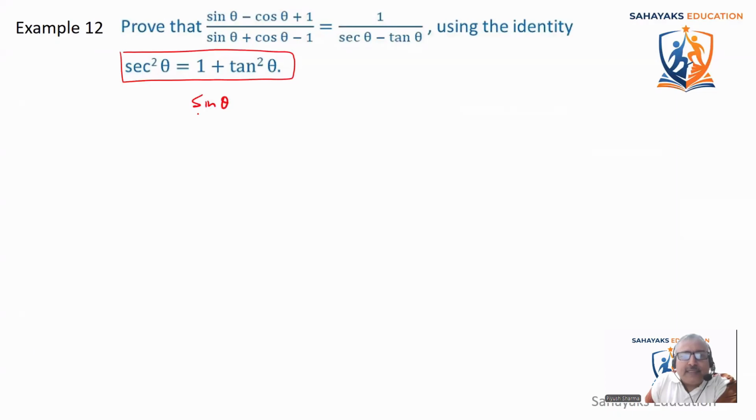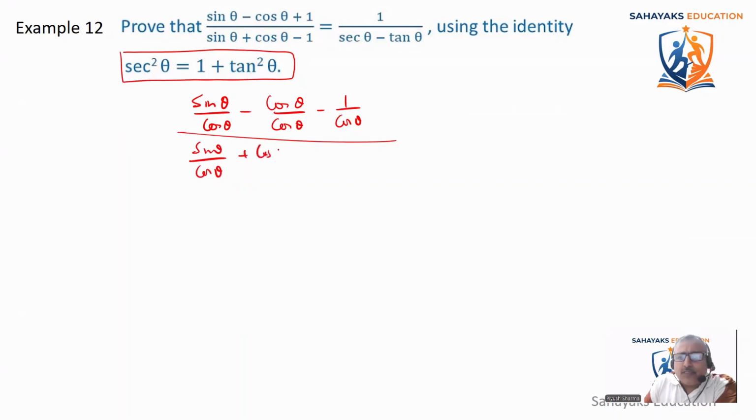So sine theta divided by cos theta. When I say sine theta by cos theta, it will bring us tan theta. And when we divide 1 by cos theta, it will become sec theta. So sec theta and tan theta will come somehow. So it becomes sine theta by cos theta minus cos theta by cos theta plus 1 by cos theta, divided by sine theta by cos theta plus cos theta by cos theta minus 1 by cos theta.